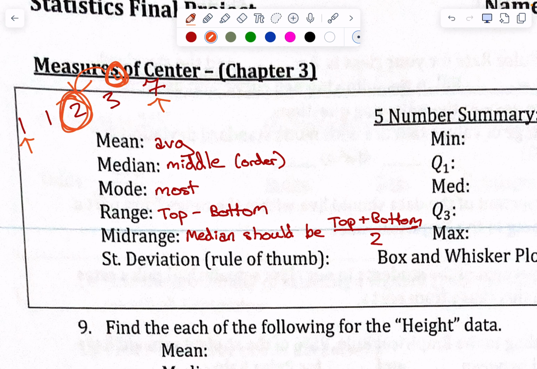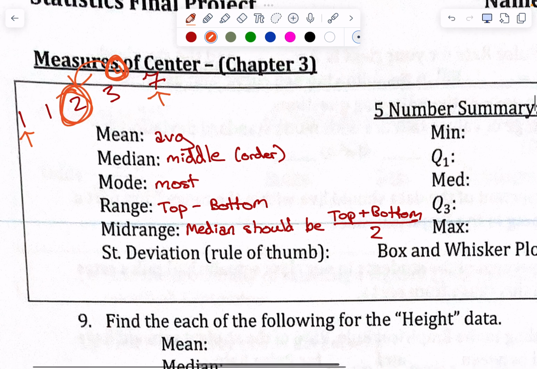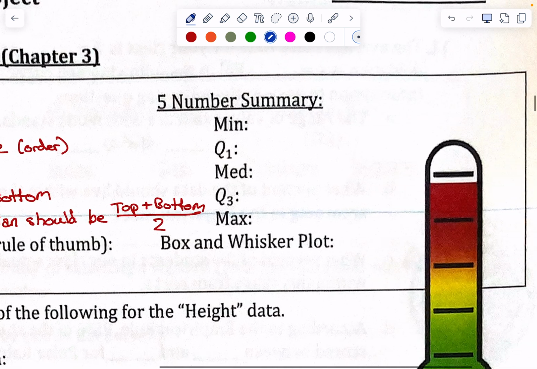All right, standard deviation rule of thumb. This is how you find the standard deviation, like real quick. It is the range, whatever that range number is, divided by 4. That is a rough guesstimation of what the standard deviation is. So if you're looking for a quick estimate of the standard deviation, you take the range and divide by 4. Okay? Good, good?